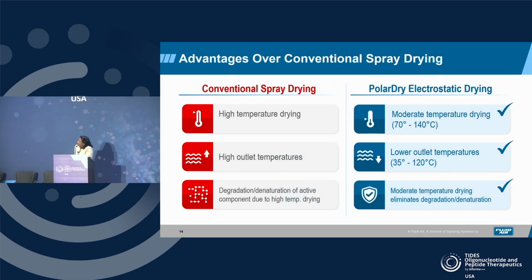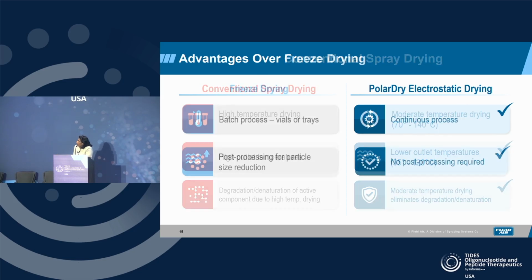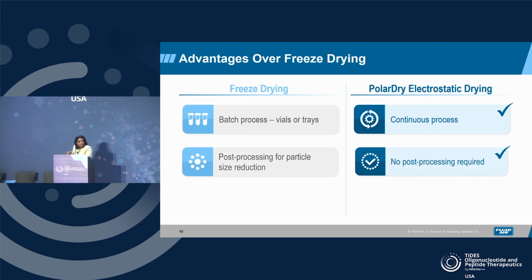Quickly, advantages over conventional spray drying. It is moderate temperature drying compared to the very high temperatures in conventional spray drying, especially at production scale. You might be able to dry at lower temperature at R&D scale using conventional spray drying as well, but you wouldn't be able to replicate the outlet temperatures at production scale. Using electrostatic drying, the outlet temperatures you can see are between 35 to 100 C, maintaining that protection and thus not causing denaturation of your material.